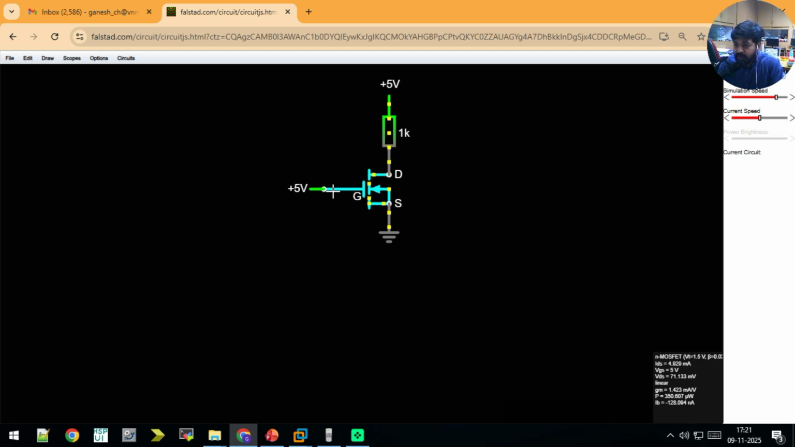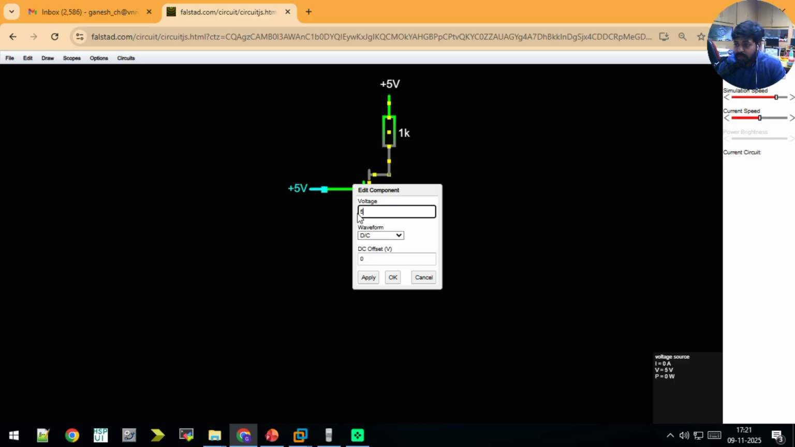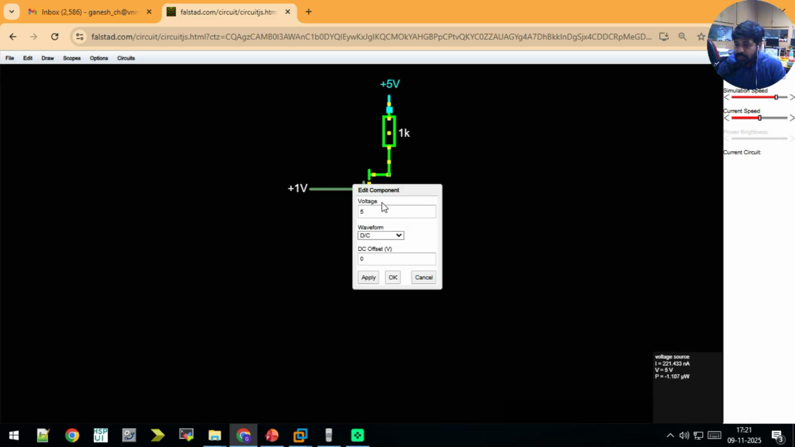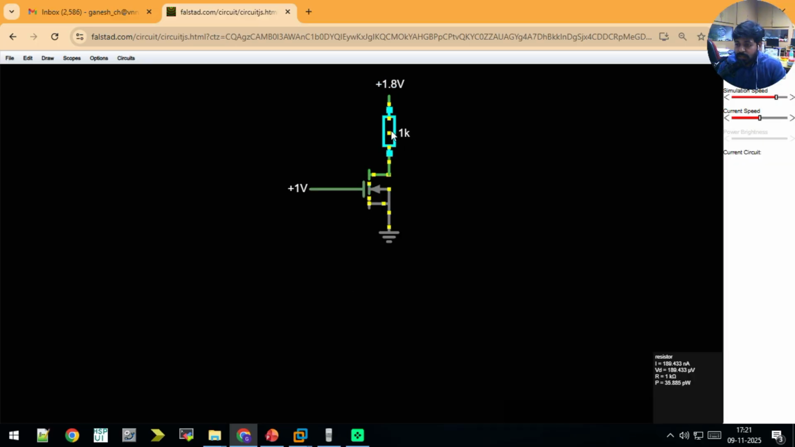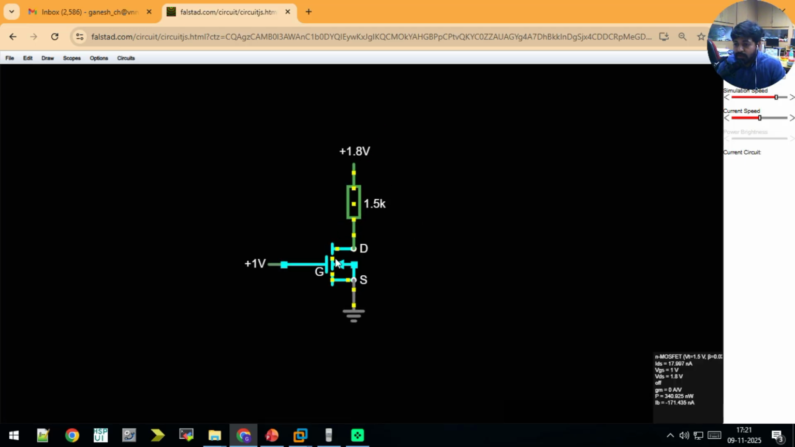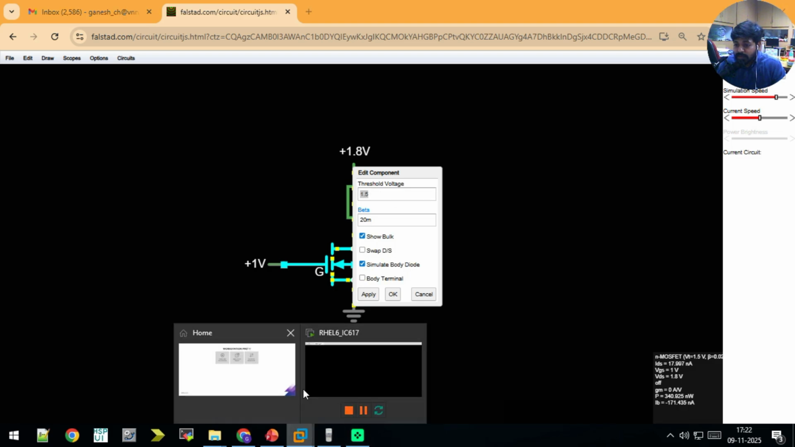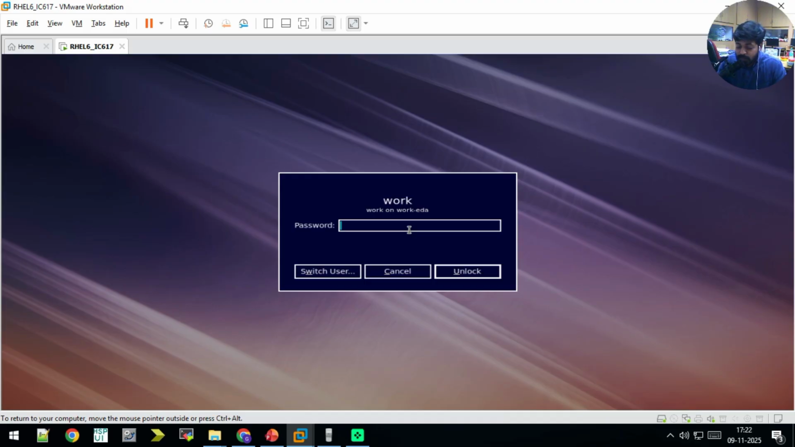When you open the tap and when you close the tap, that is done by the VGS voltage that we are applying. As per the circuit diagram, we have 1 volt connected across VGS, and VDS is supplied by 1.8 volts VDD, and the resistance value initially we keep around 1.5 kilo ohms. One more thing, we have to make sure of the threshold voltage and the beta value as per the notations shown in the schematic in the Virtuoso tool.